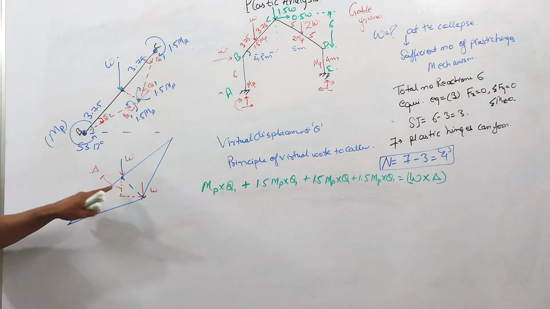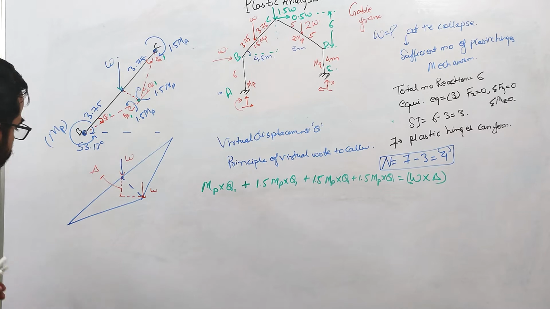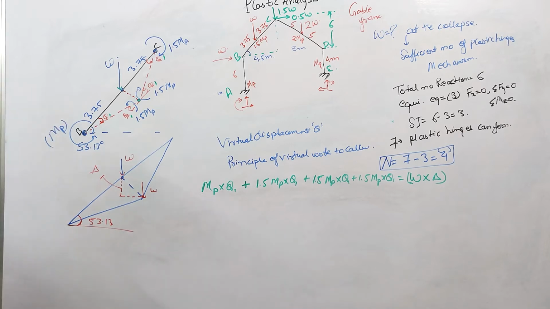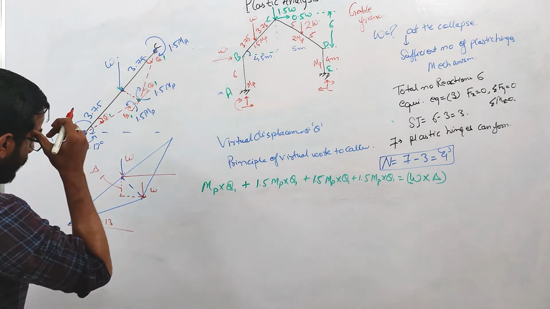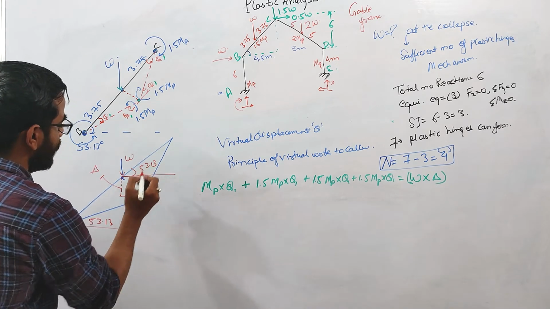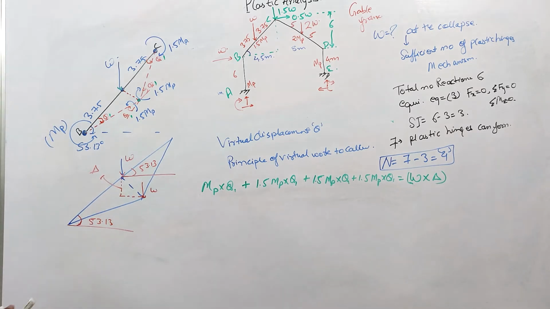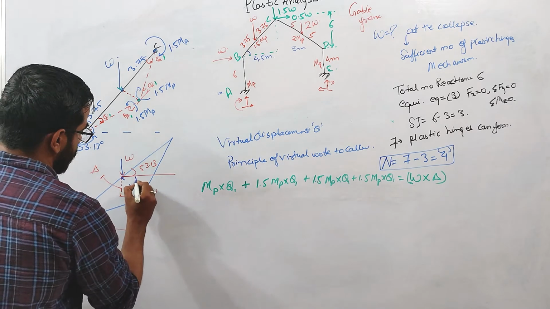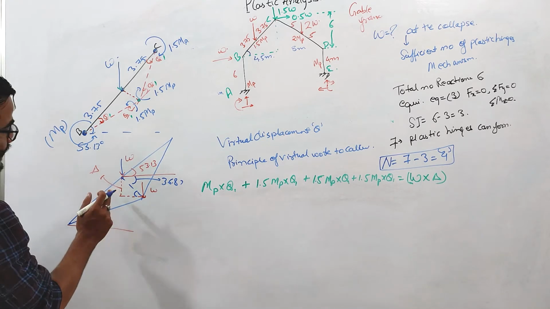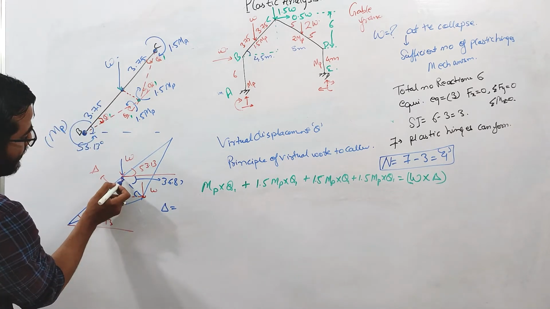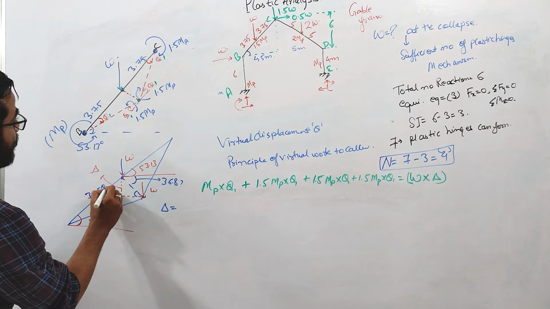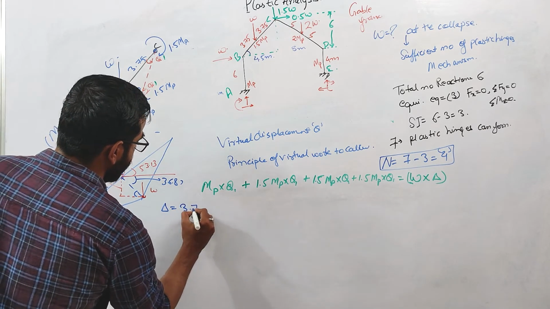If this is delta, how do we calculate this delta value? This angle we already calculated. This complete angle is 53.13 degrees. If you draw a parallel line, this angle will also be 53.13, since they are corresponding angles. So this angle will be 36.87. Again, this angle will be 36.87. This length will be equal to 3.75 theta.